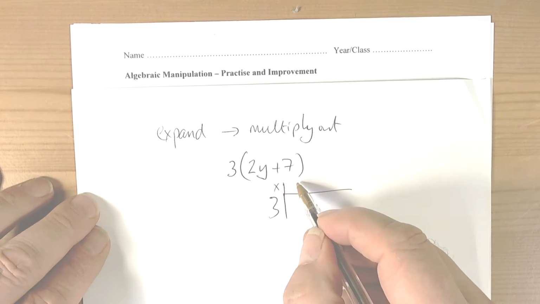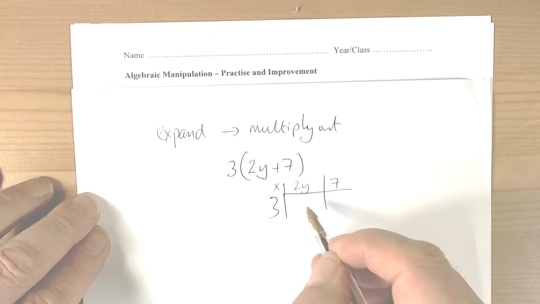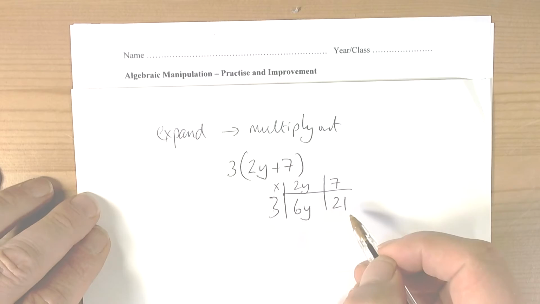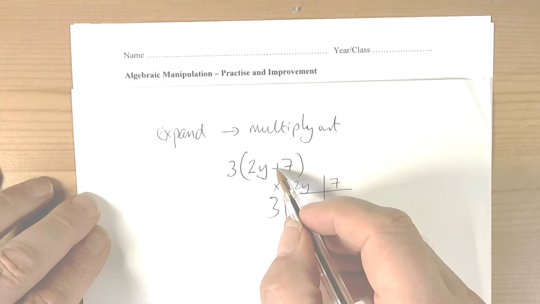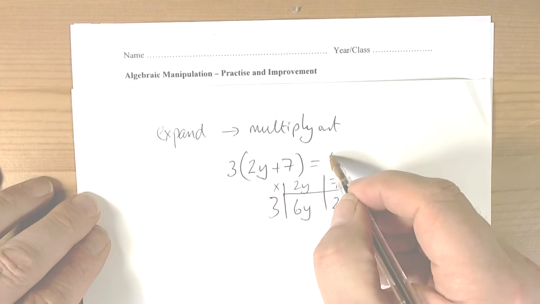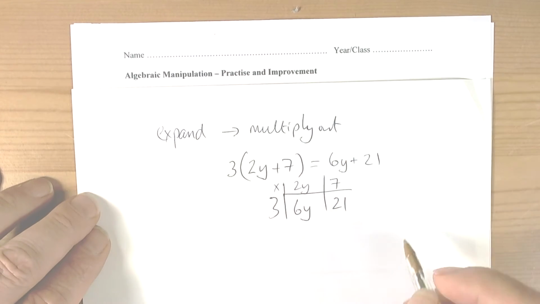times the 2y and the 7, and 3 times 2y is 6y, and 3 times 7 is 21. They're all positive because there's no negatives involved in this multiplication. So when we expand this bracket out, we'll get 6y plus 21.